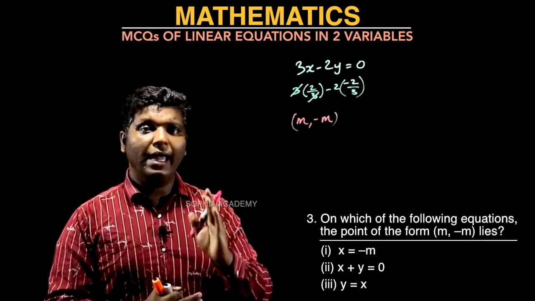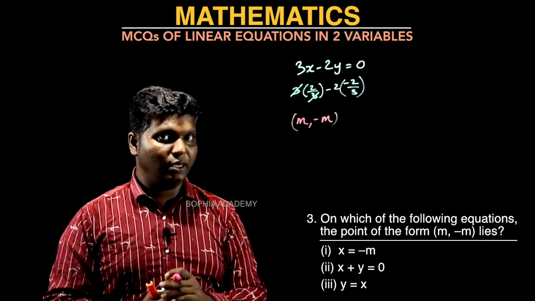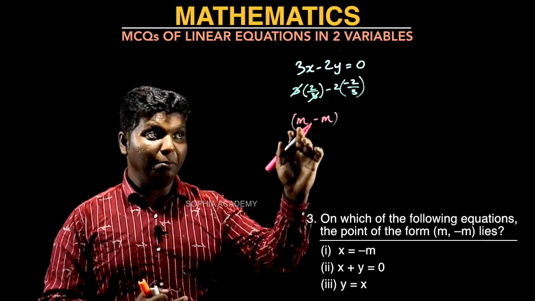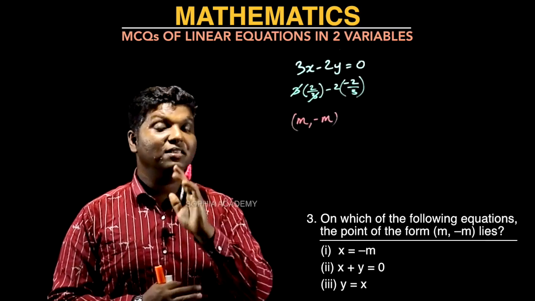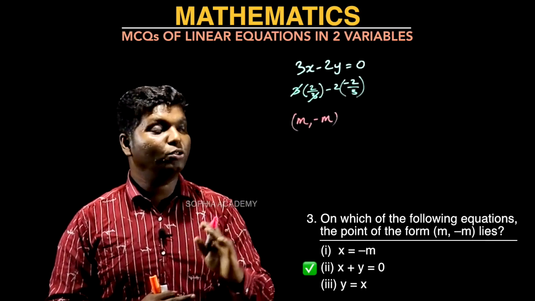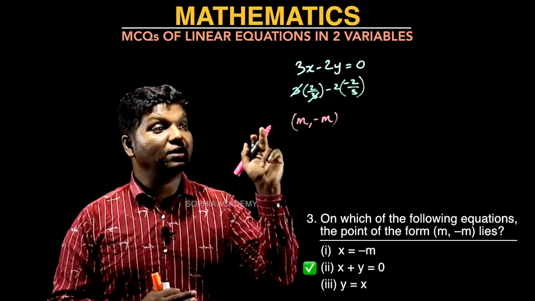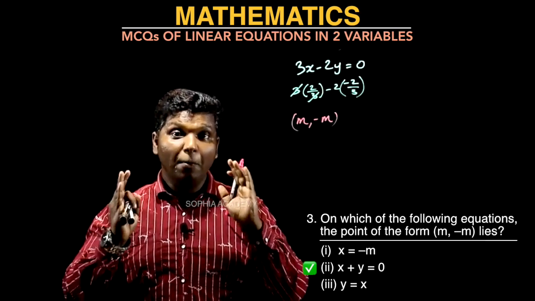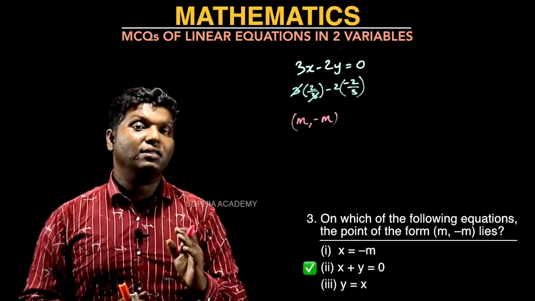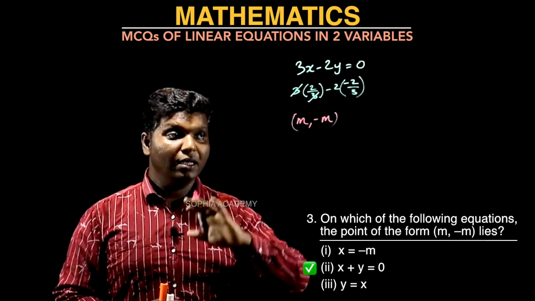And the center one, x plus y is equal to 0. While adding the x coordinate and y coordinate, you will get 0. Is it right? If you're adding m plus minus m, will you get 0? Yes. M plus minus m is 0. So definitely option number 2, x plus y is equal to 0, will be the equation which is passing through this given point. So now you could understand, if a point is given, how to understand whether the point satisfies the given equation.